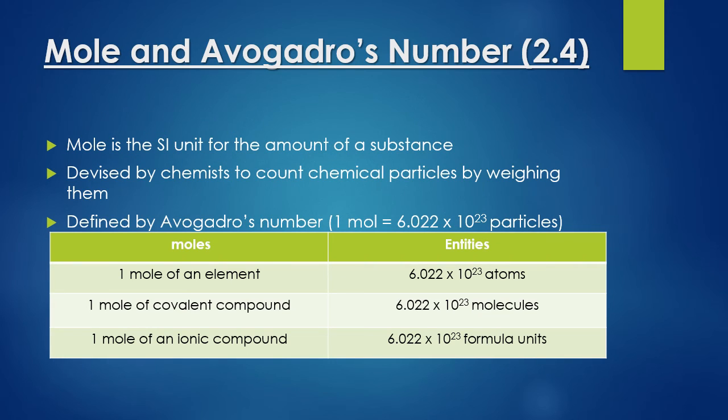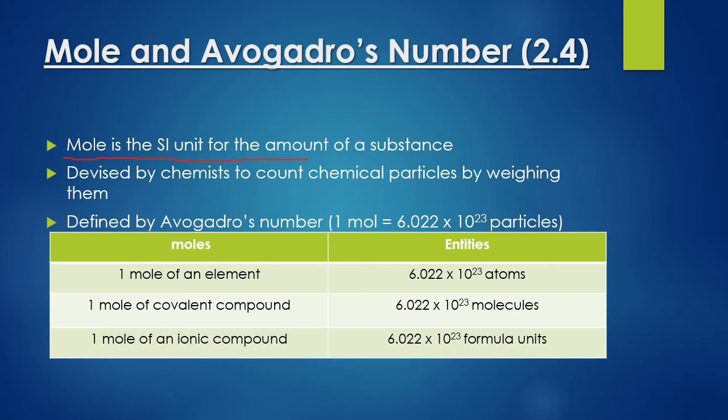On the previous slide, we said the units when we calculate molar mass were grams per mole. Now, mole is a term that we haven't looked at yet in this course. We're going to look at the mole and Avogadro's number. So what exactly is a mole? A mole is the SI unit for the amount of a substance. When we talked about SI units in Chapter 1, the International System of Units, the mole is the unit for the amount of a substance.